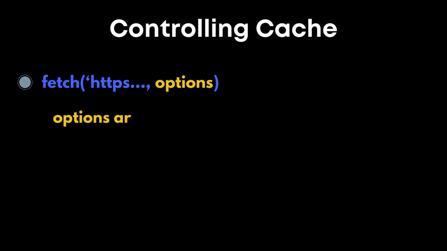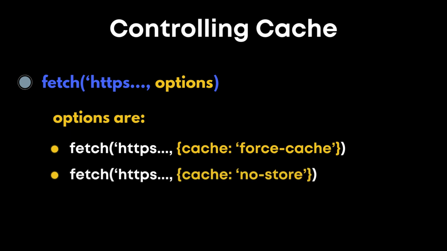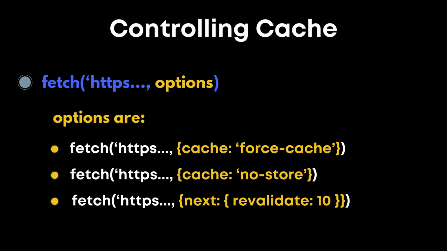And the options are cache: 'force-cache', where cache is the key and force-cache is the value. It means save the data and keep using it until we specifically tell you to get the new data. And the second option is cache: 'no-store'. You need to use the no-store value, and this means always get the fresh data, don't save it at all. Lastly, you can use next with an object, and with an object you can provide a value like revalidate: 10. It means save this data but only use it for 10 seconds, and after that get new data from the source.